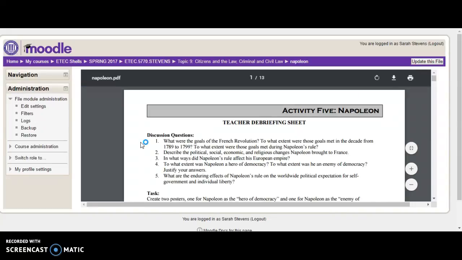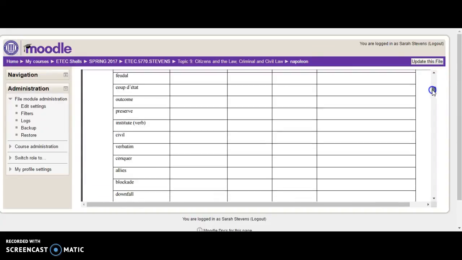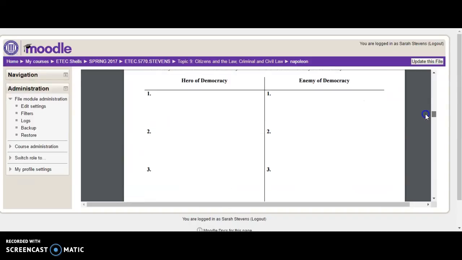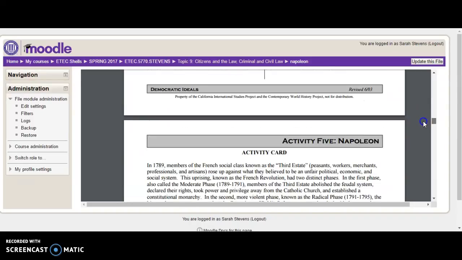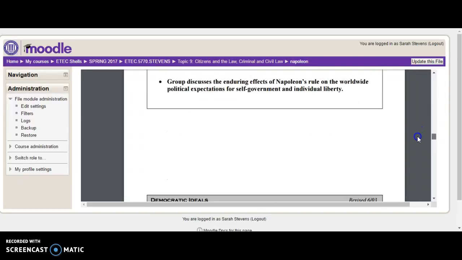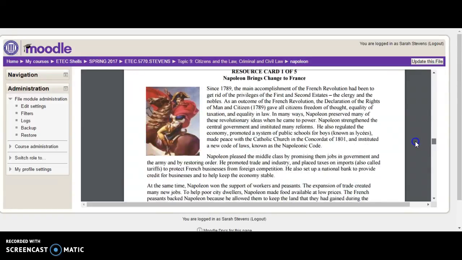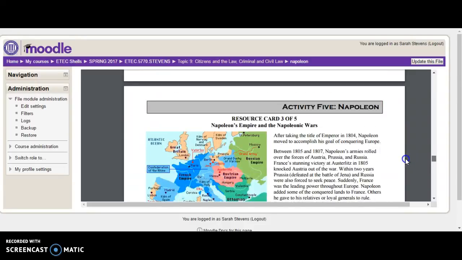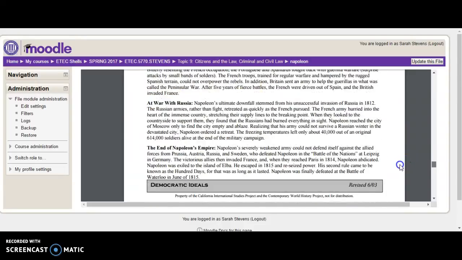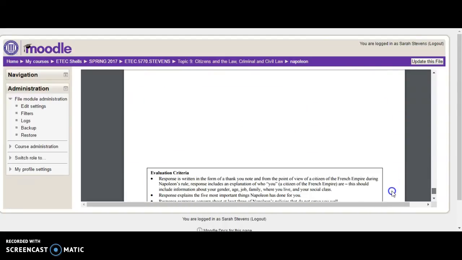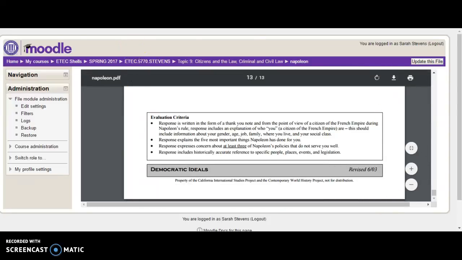They will work with a partner on this activity and complete each portion in order to become more familiar with the specific information about Napoleon Bonaparte, the French Revolution, the ideals of democracy, and how Napoleon interpreted and enforced democracy. Then they will use that information to create posters, 2 posters, of the good and the bad side of Napoleon's democratic ideals. They will post this to the assignment.